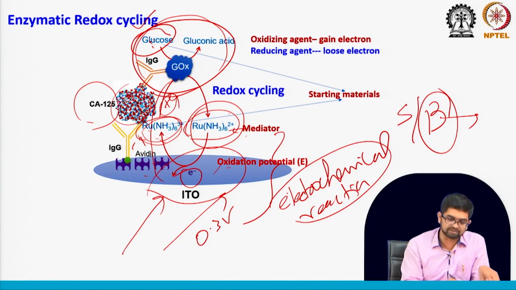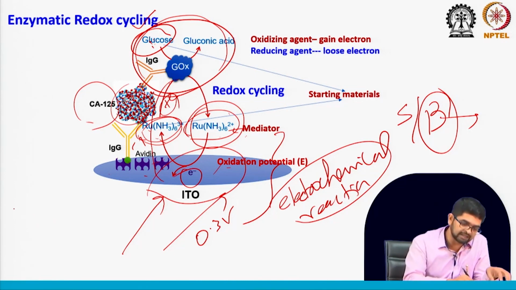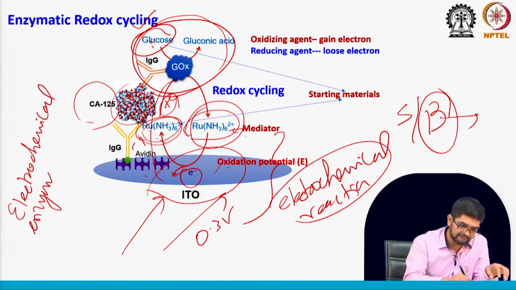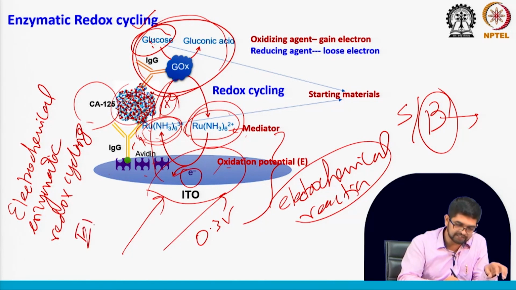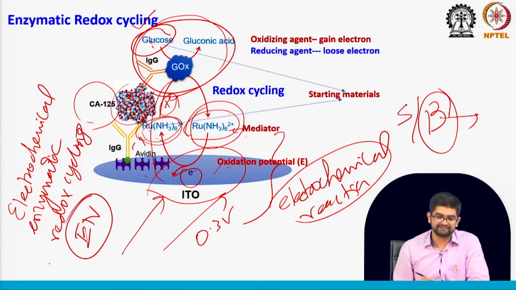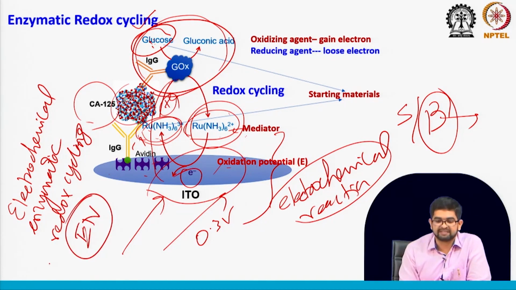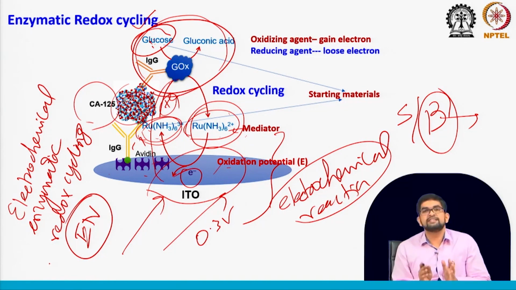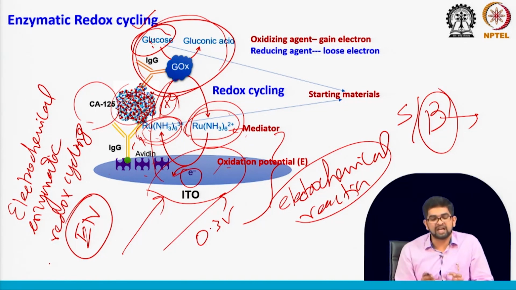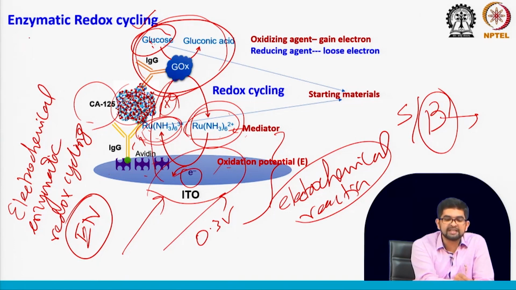So, we can also mention it is electrochemical enzymatic redox cycling. It has an abbreviation, we are saying it is EN, EN we can mention. So, let us clear this concept today. Next class I will bring more redox cycling. This is just one example. This is one example I taught you today, enzymatic redox cycling.